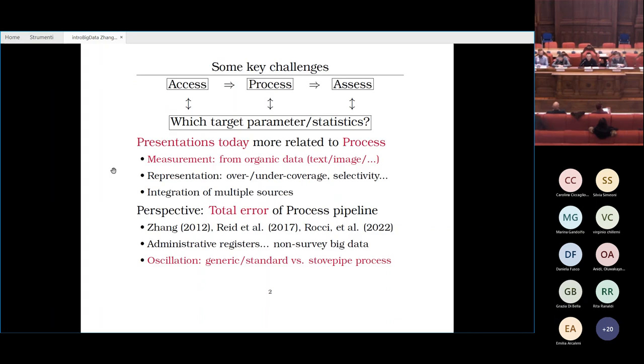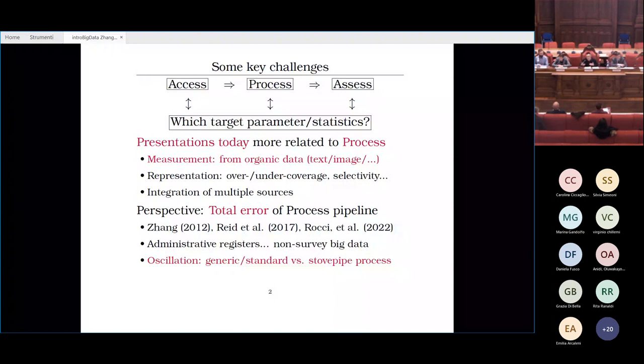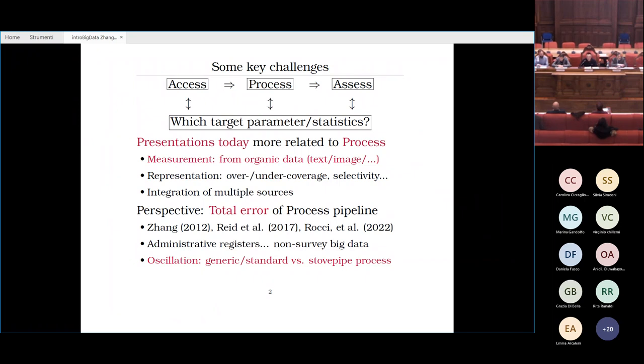To prepare you for the sessions, because obviously we have only a few talks, so we cannot cover the whole range of things, I want to mention three aspects of key issues to keep in mind while you are listening to the talks. I think three keywords: access, process, and assess. And interrelated to all these three aspects, there is ultimately a question of which parameter, which statistics, which target we want to use when we have these new data or unconventional data. That is a question sooner or later we'll enter as well, although we probably won't be touching on that aspect too much.